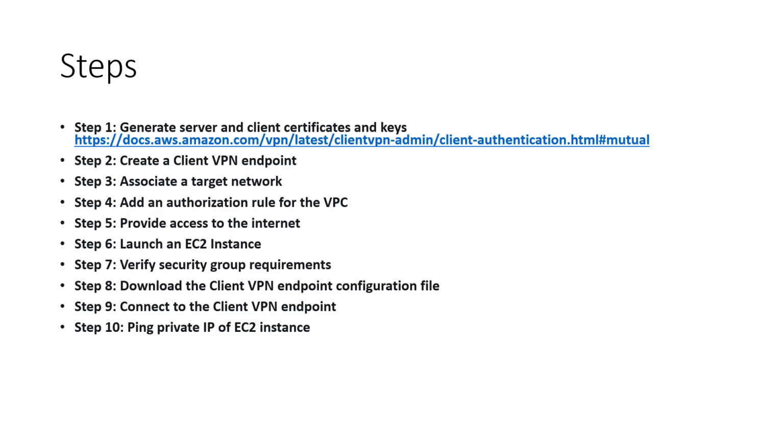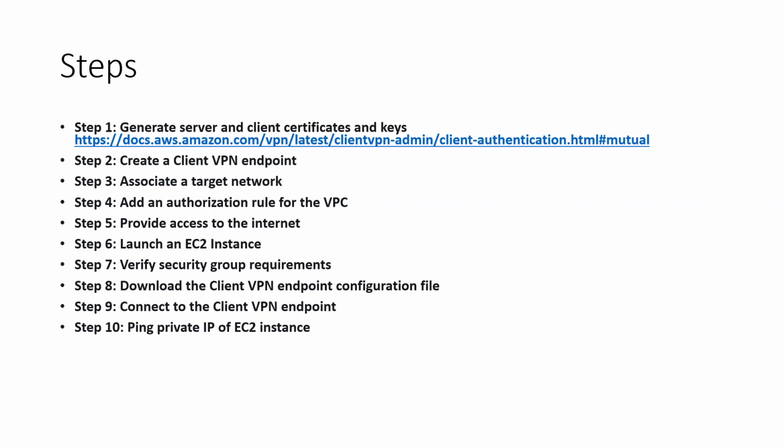First, we're going to be generating server and client certificates and keys. Second is to create a VPN client endpoint and associate the target network. We'll add an authorization rule for the VPC and we are going to provide access to the internet.